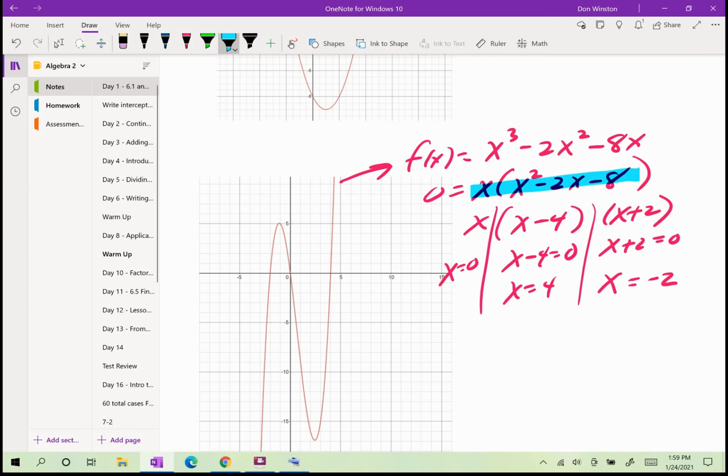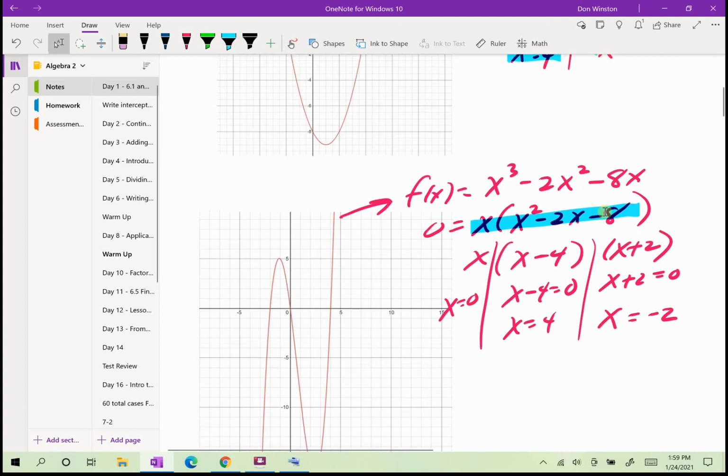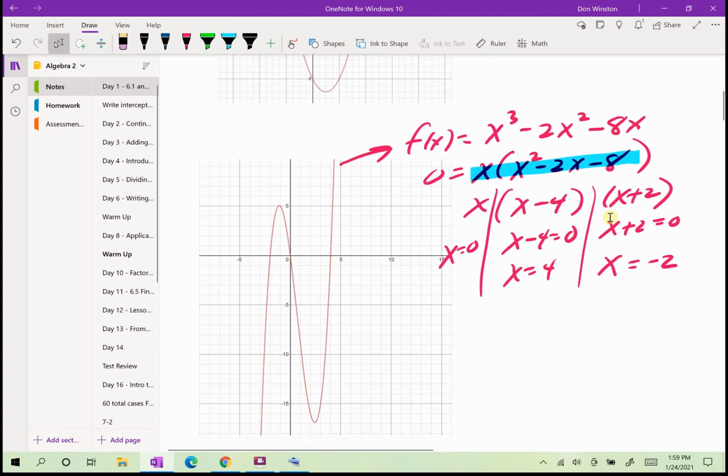Okay, but x squared minus 2x minus 8, I just factored that before. If you look up here, that's the same thing. And that was x minus 4 times x plus 2. So there you see I have three factors. I have x as one factor, x minus 4 as another factor, and x plus 2. And then I can find the zeros of each of those factors. I set each factor equal to 0.